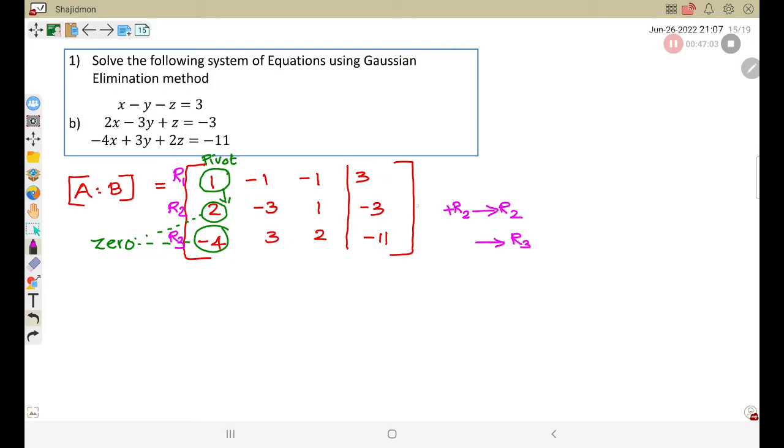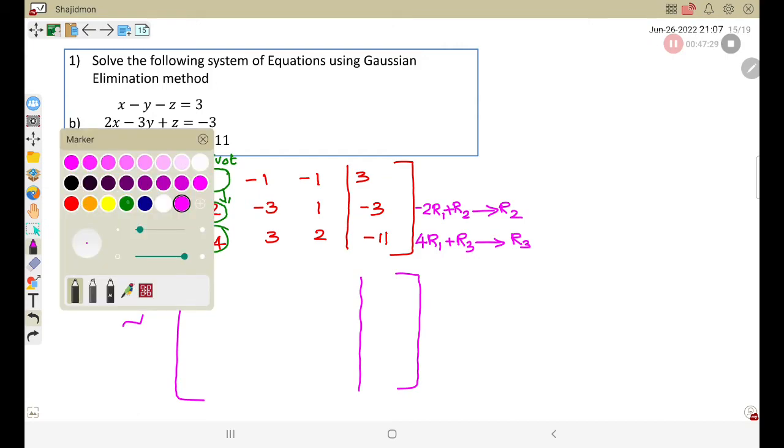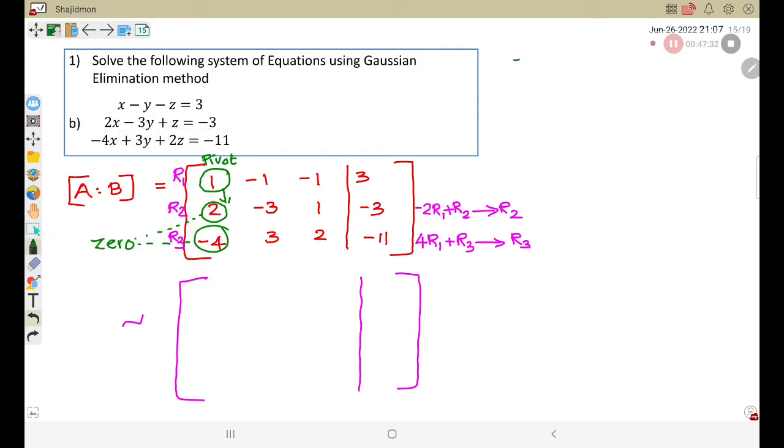Opposite of 2, minus 2, multiply pivot number coming on first row, minus 2 R1. Same, opposite of minus 4, that is 4, pivot number coming on the first row, plus R3, gives new R3, correct? So equivalently for the matrix, we need to do that operation on the calculator. For example, first one I will show on this side, minus 2 R1 plus R2.